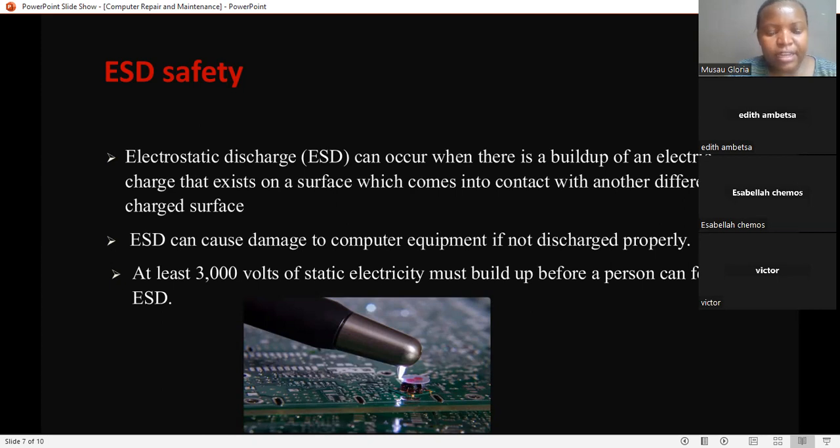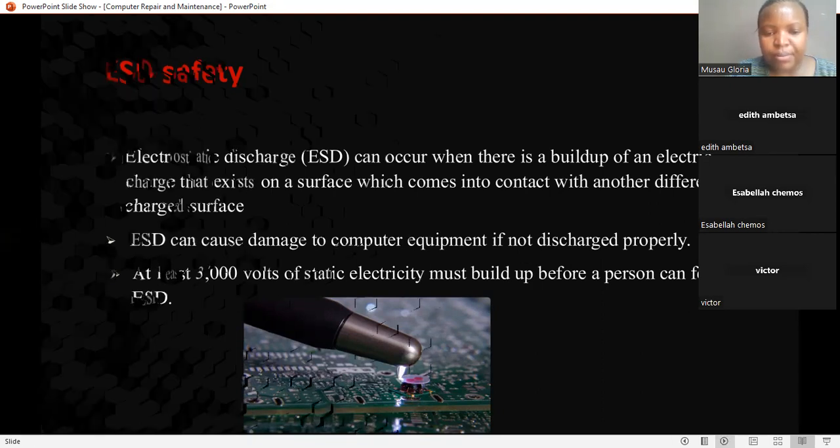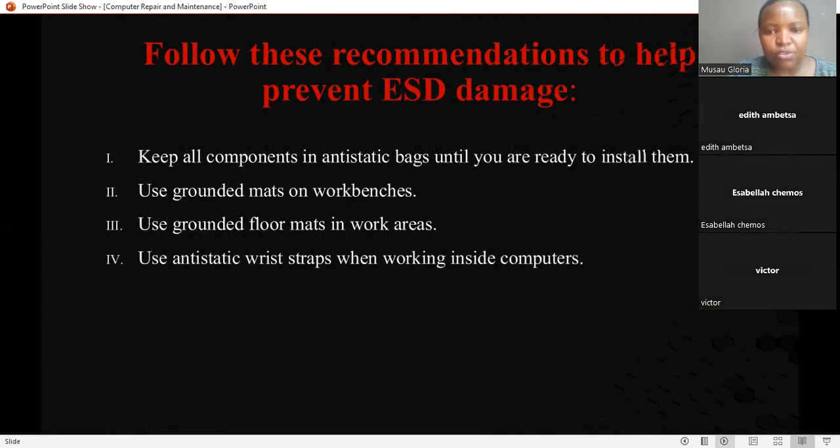So if electrostatic discharge is not discharged properly, it can affect the internal components of your CPU or your desktop or whatever device that you have opened. So to prevent electrostatic damage, we have a few requirements, a few guidelines on what you're supposed to do.